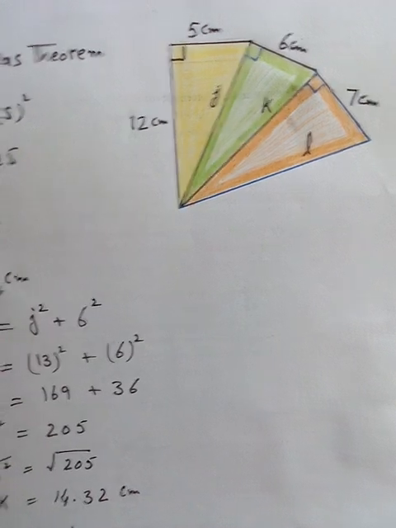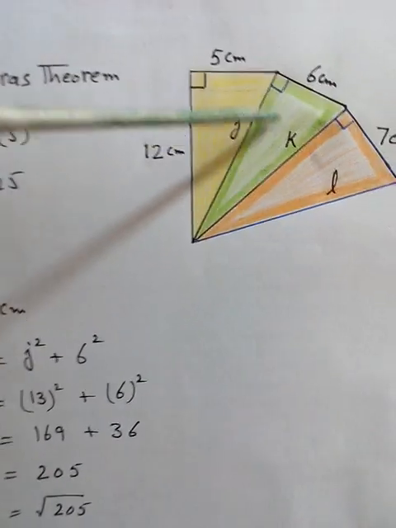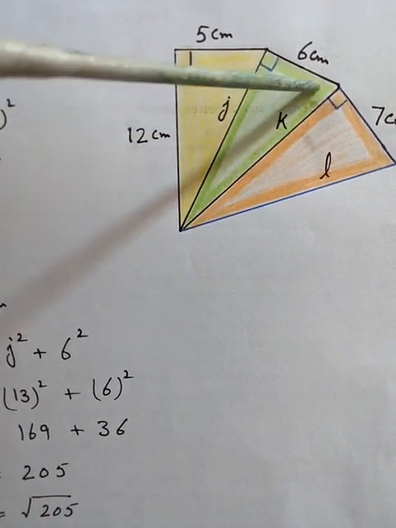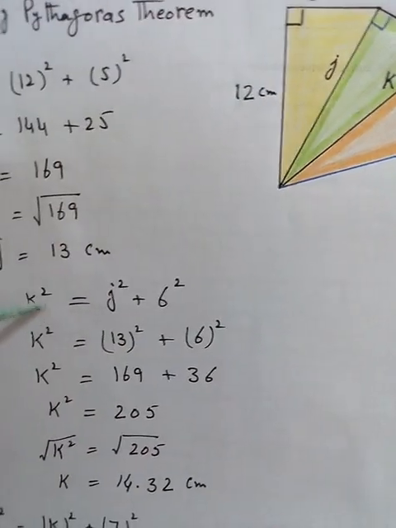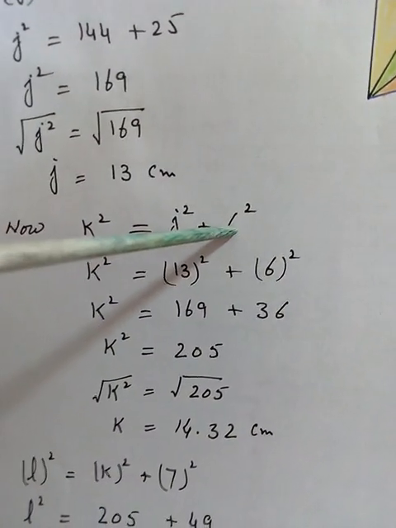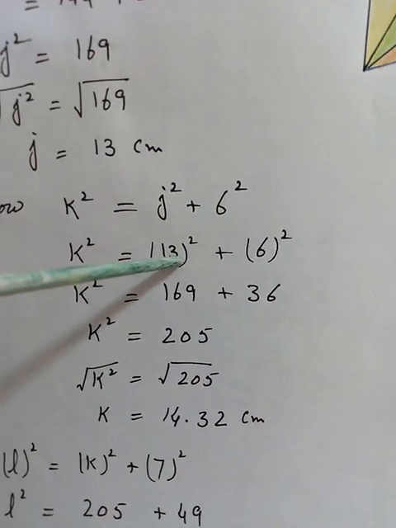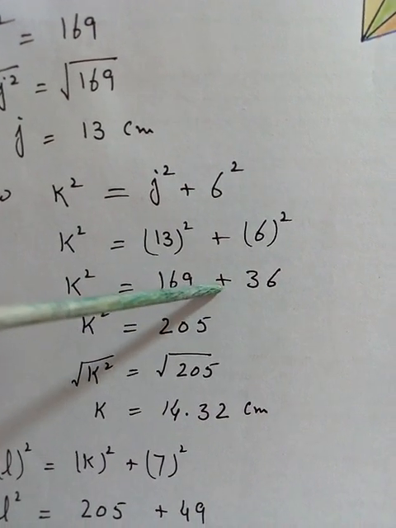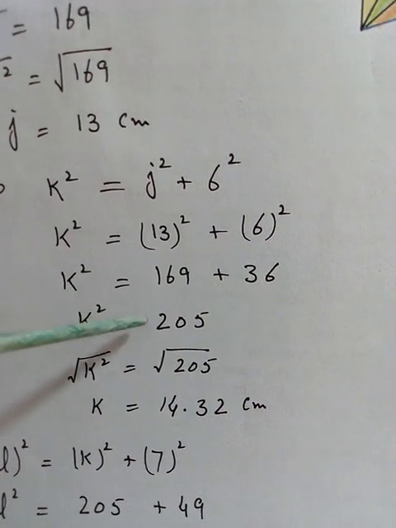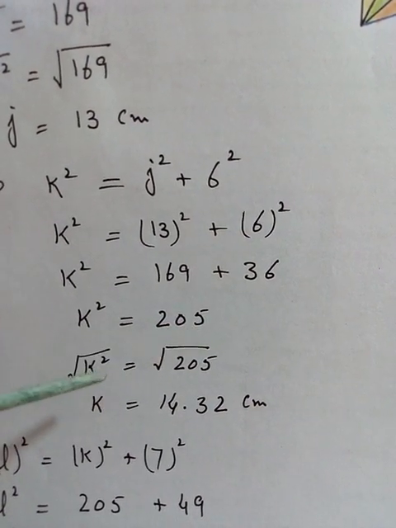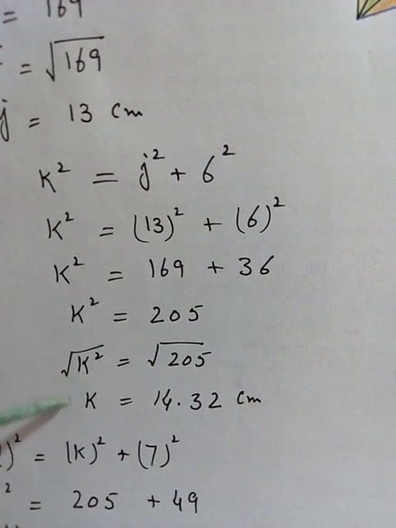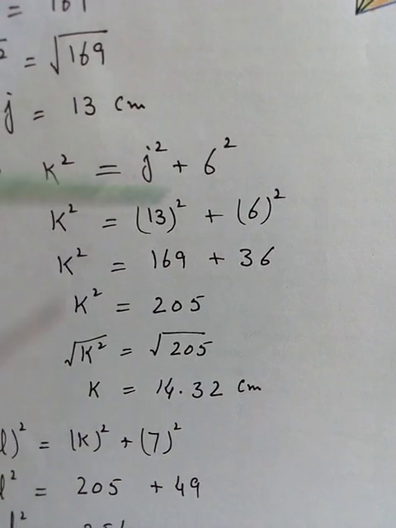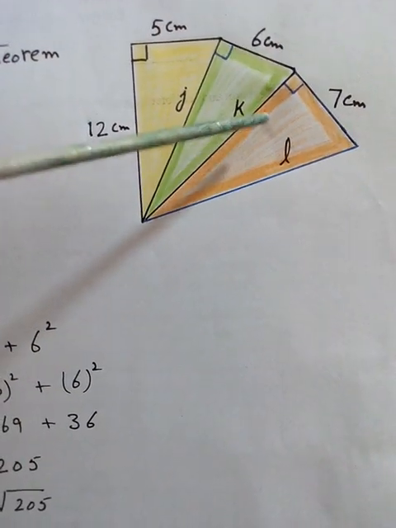The value of j is 13 centimeter. Now we can apply the Pythagoras theorem again. The side opposite to angle 90, this k, is the hypotenuse. So now k square is equal to j square plus 6 square. The value of j is 13, so 13 square plus 6 square, and the square of 13 is 169, plus the square of 6 is 36. Their sum is 205. Now again by taking the square root on both sides, the value of k is 14.32 centimeter.